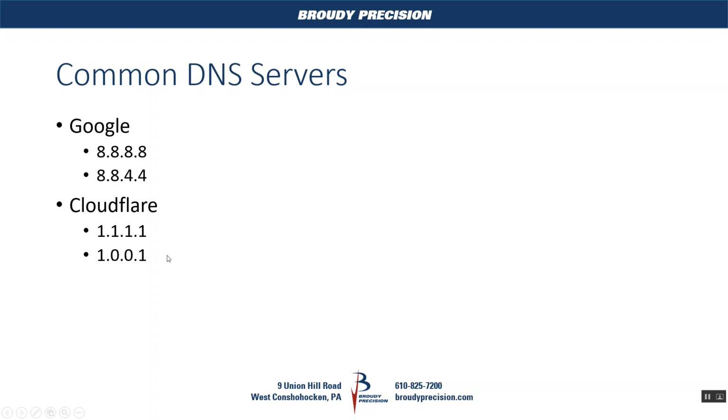And you'll notice that we have two IP addresses that we're putting in here for our DNS servers. That's just a primary secondary thing. So if the primary goes down, you still have something to fall back on to pull up your lookups if need be.